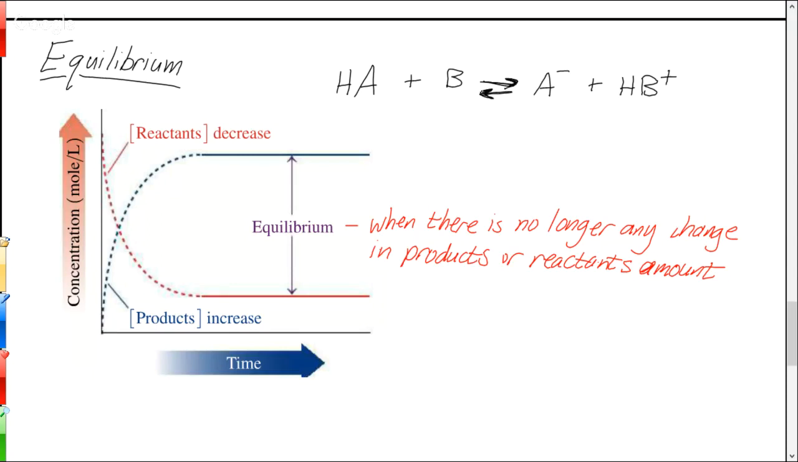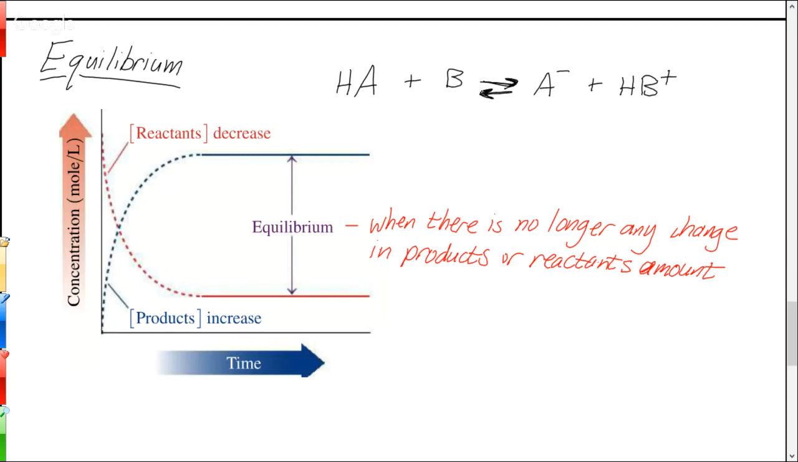So that's the other thing. If you look at the graph here, equilibrium does not mean that you have the exact same amount of products and reactants. It just means that they're not changing anymore. So you could have way more products, but that's as many as you're going to get, or you could have very, very few products, and that's as many as you're going to get. When it stops changing, that's what we call equilibrium. So all acid-base reactions are like this. All chemical reactions are like this.